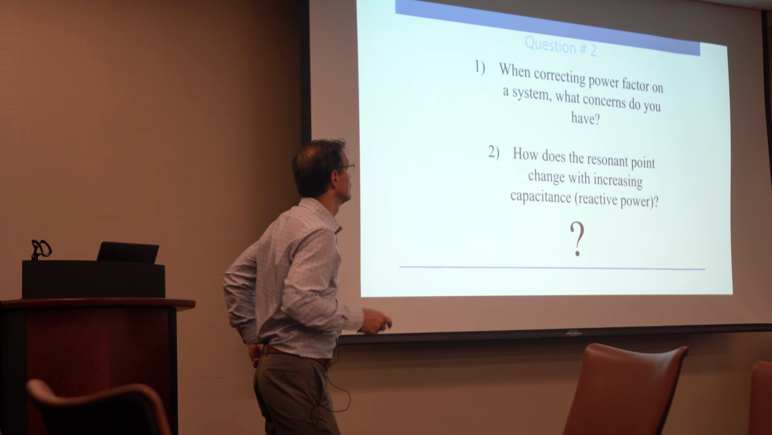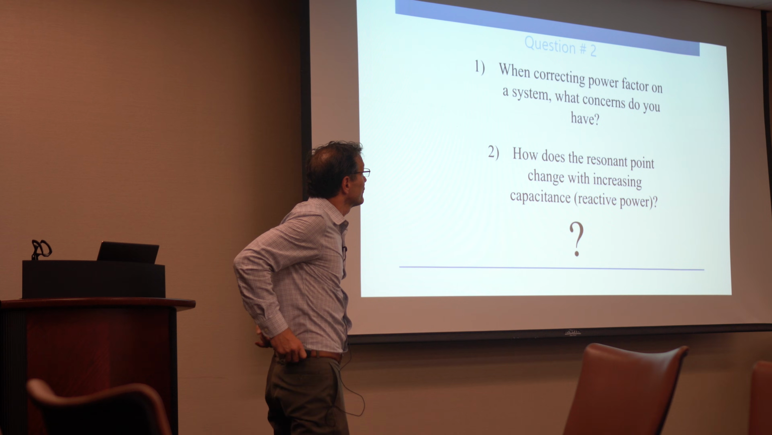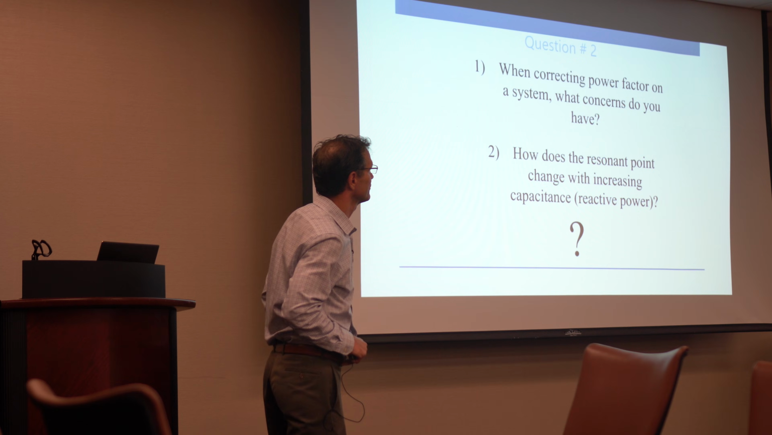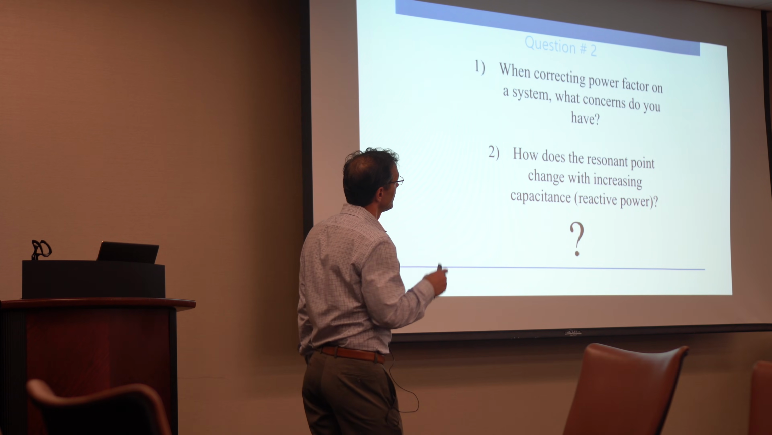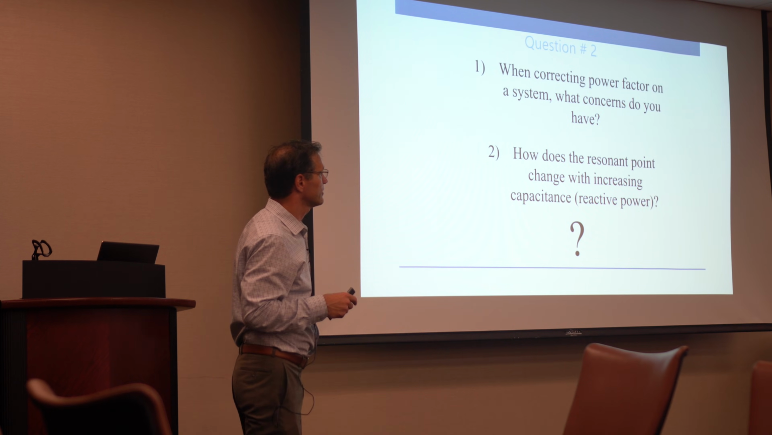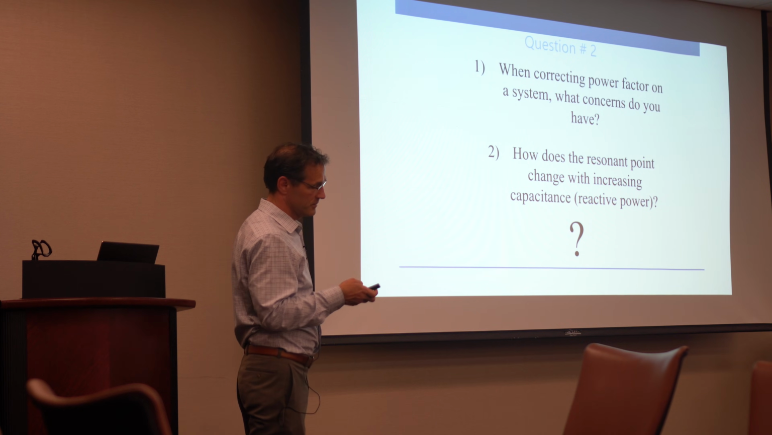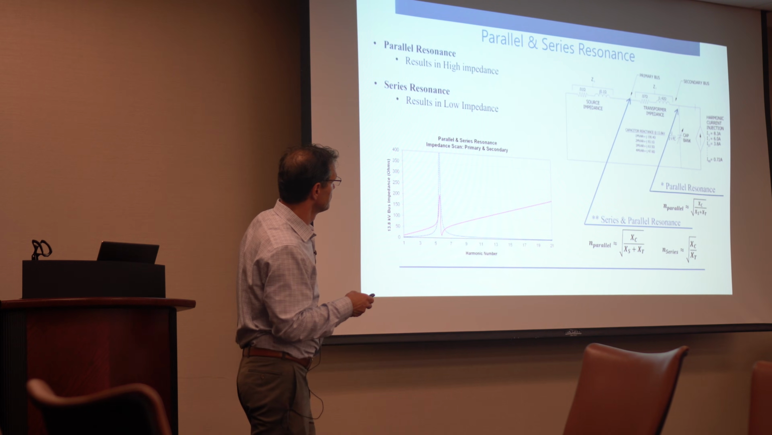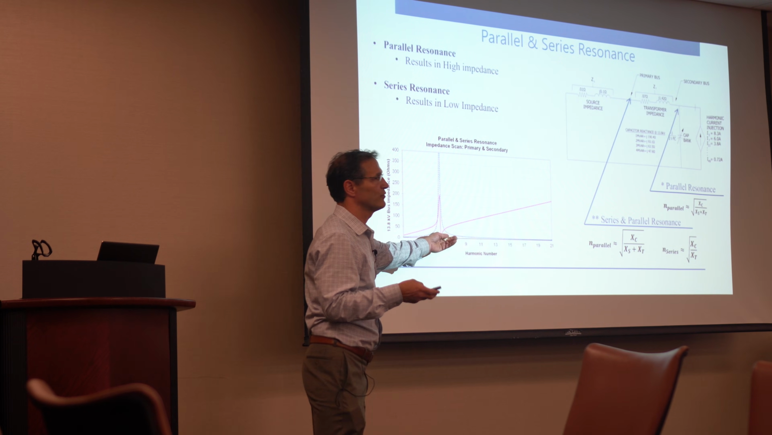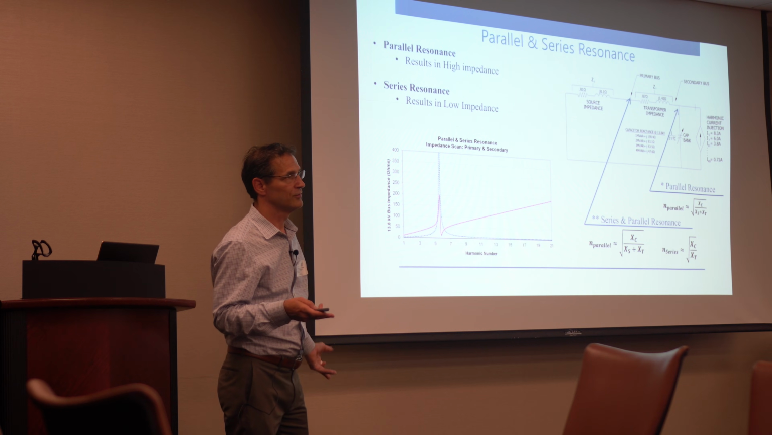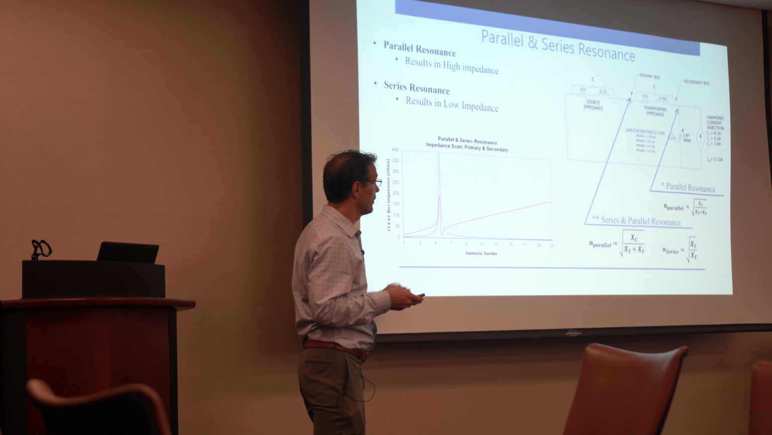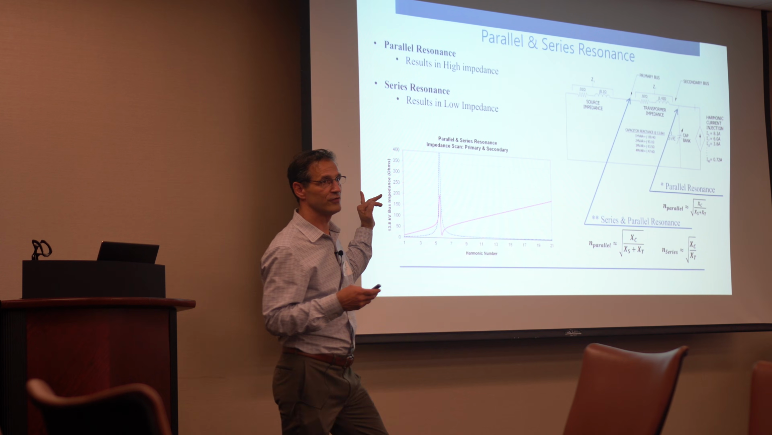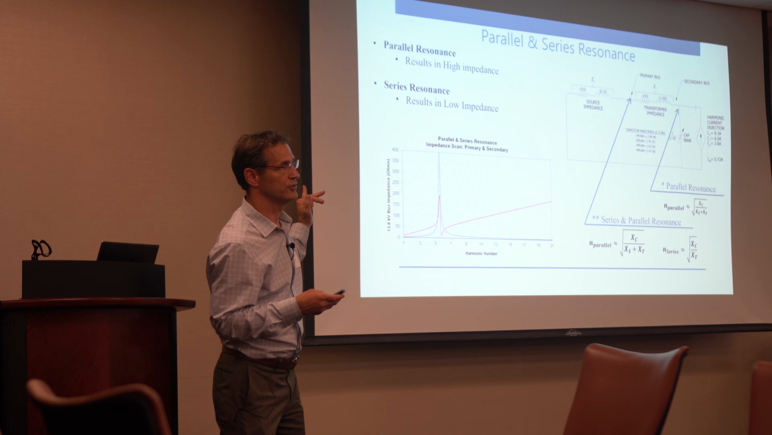Question 2. There are 2 questions. When correcting power factor in a system, what concerns do you have? Number 2 was, how does the resonant point change with increasing capacitance, reactive power? If we go back to this one here, the first concern when adding capacitors, of course, is resonance. What are the resonant points? And then finally, if you add more capacitors, it shifts this curve to the left. You're adding more capacitors, and that's the general rule.